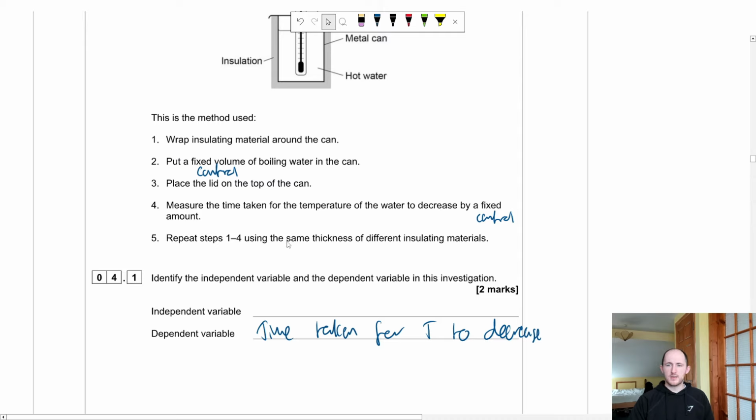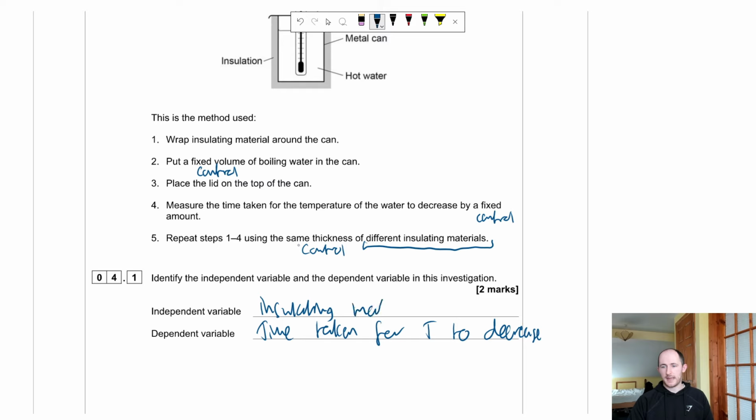But in the last one, it says using the same thickness. So there you go. That's another control variable. But it says of different insulating materials. So our independent variable is the insulating materials, because that's what we're going to be changing. That explains why they didn't actually name what the material was, because they're using different materials. That's what you would do in that case. So again, it is kind of a matter of working through it and using these kind of tricks. I think the dependent variable is probably the easiest one to spot.